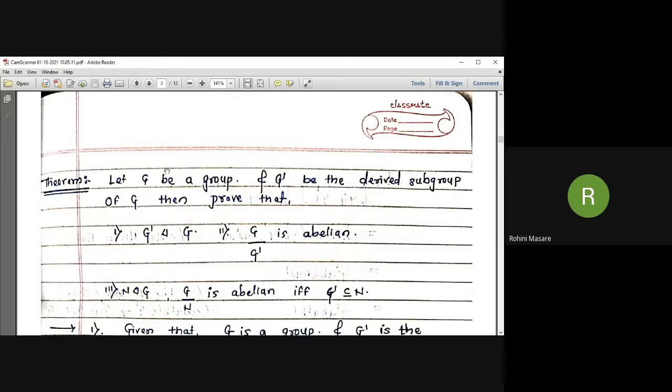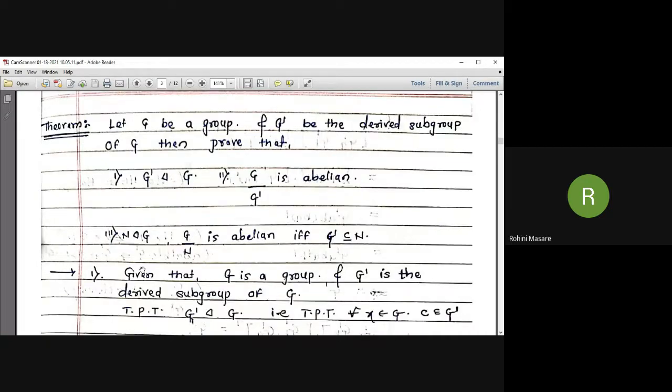Let G be a group and G dash the derived subgroup of G. Then prove that, first, G dash is normal in G. Second, G upon G dash is abelian. Third, if N is normal in G, then G by N is abelian if and only if G dash is contained in N, that is, G dash is a subset of N.